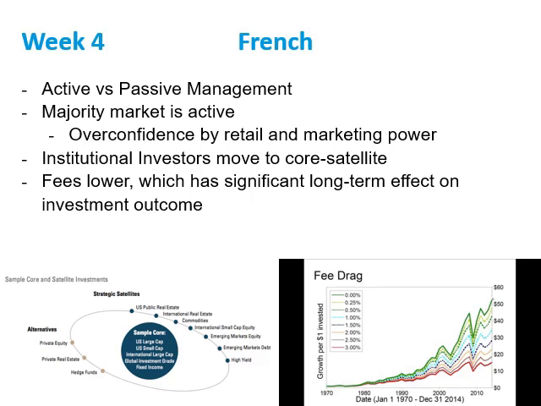And that is why institutional investors are so keen on lowering fees, and by moving to the core satellite model they can do so. So that's the most important insight that I wanted to share with you on the French article, which of course is in week 3 and not in week 4.